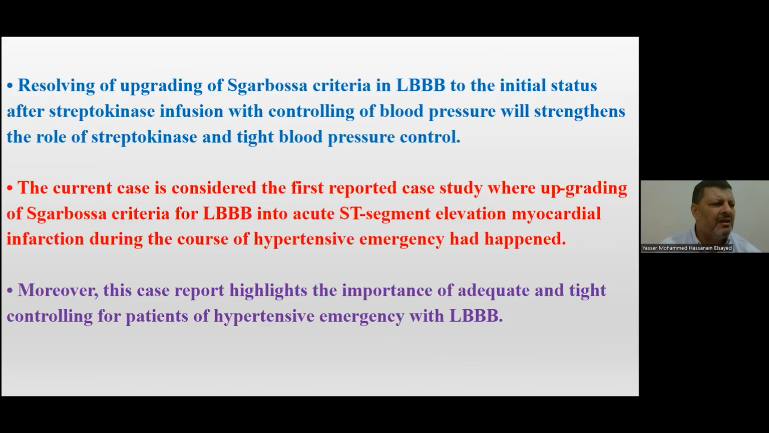Conclusion and recommendation. Resolving of the upgraded Sgarbossa criteria of left bundle branch block to the initial status after streptokinase infusion with controlling of blood pressure strengthens the role of streptokinase and tight blood pressure control. The current case is considered the first reported case study where grading of Sgarbossa criteria for left bundle branch block developed into acute high lateral ischemia during the course of hypertensive emergency. Moreover, the case report highlights the importance of adequate and tight control in patients with hypertensive emergency with left bundle branch block.